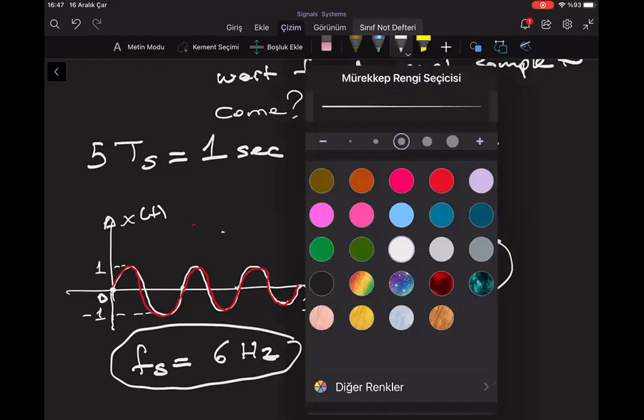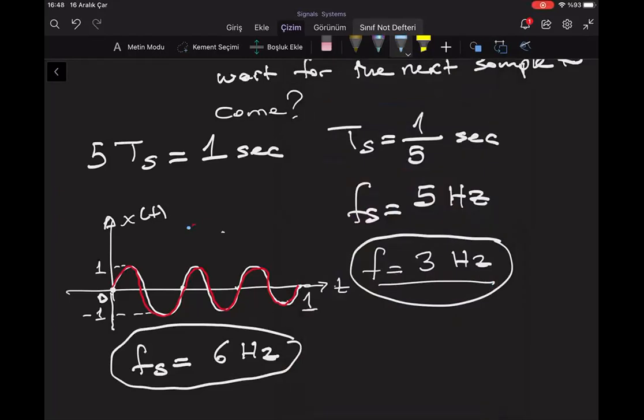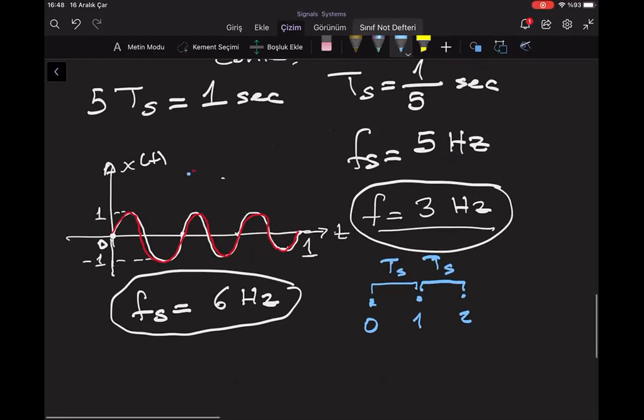Hocam, the interval between the initial value and the first sample, and also between the first sample and the second sample, these intervals should be equal, right? Yes, exactly. What you are saying is that the time between the zeroth, the initial sample, and the first sample is going to be TS. So the time between 1 and 2 will also be TS. What is TS here?